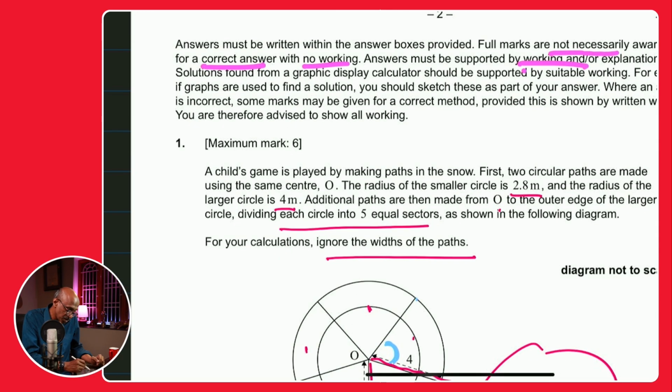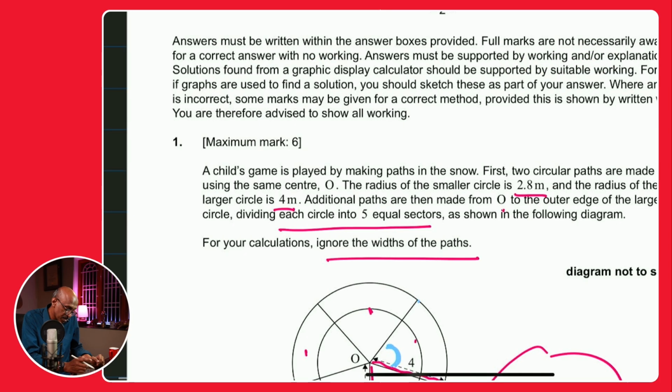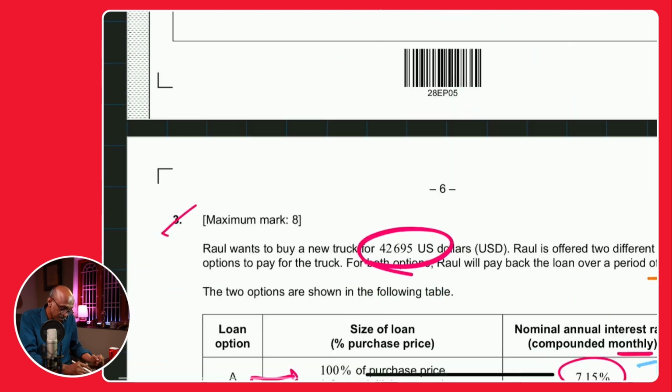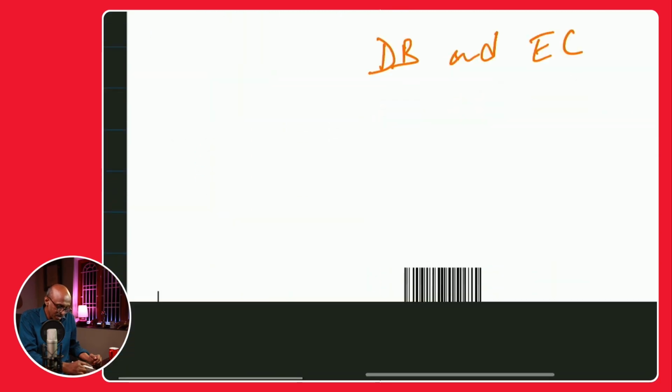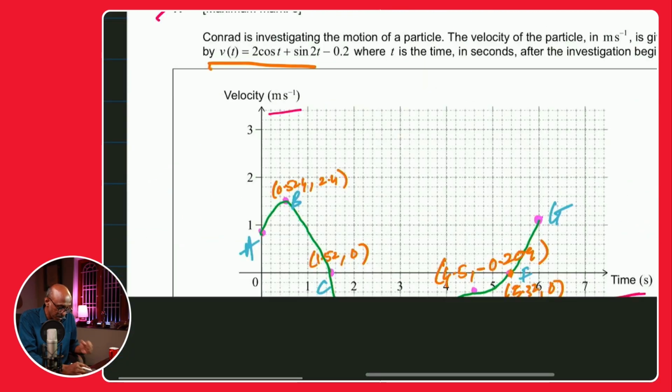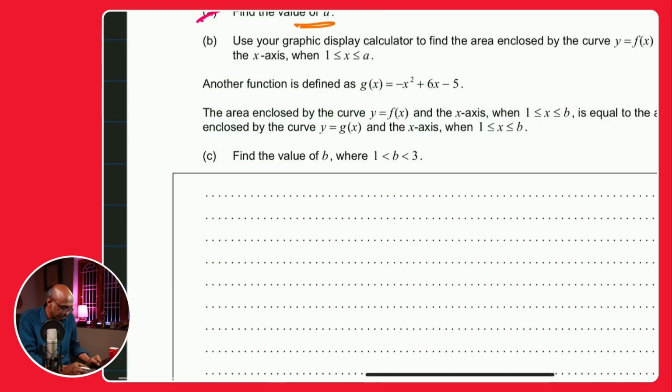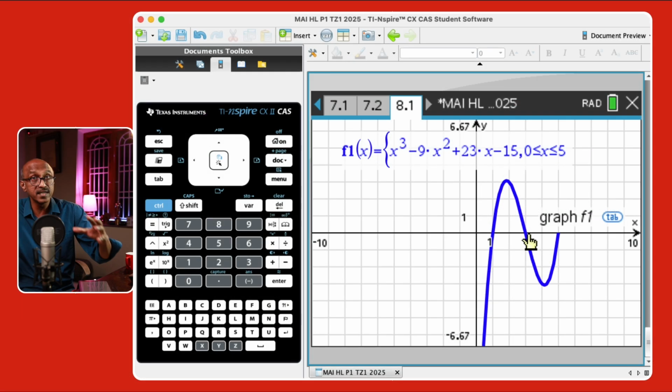Solutions from a graphing display calculator should be supported by suitable working. What is working then? For example, if graphs are used to find a solution, which is what we're doing in this particular question, you should sketch these as part of your answer. That is considered as working, which is why in this question you can write using GDC, but how did you use your GDC? That is what the IB is interested in finding out. So that's my examination tip for this question, that you need to sketch. I'm not going to sketch, okay? We already did that in the earlier question.